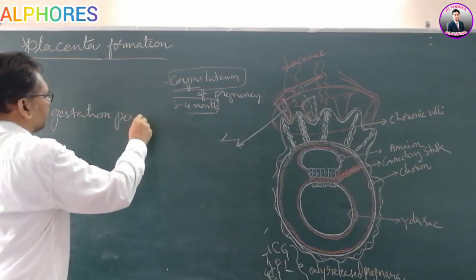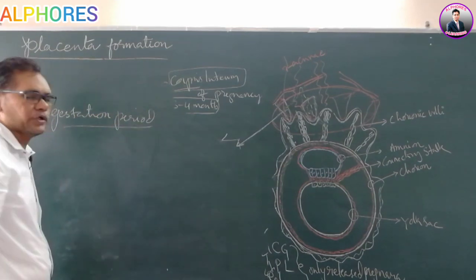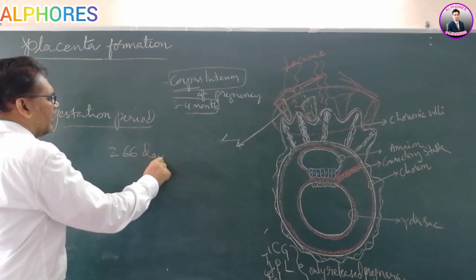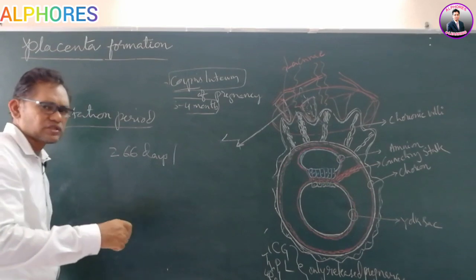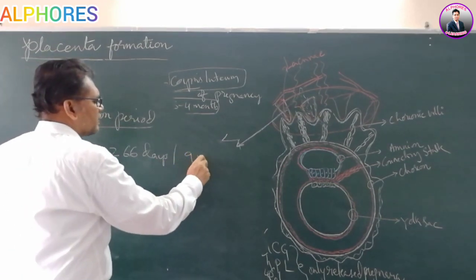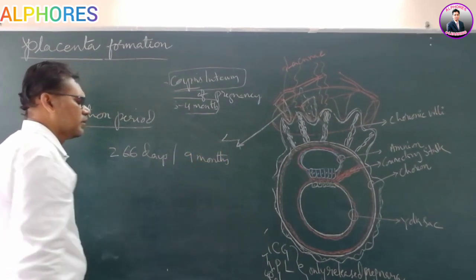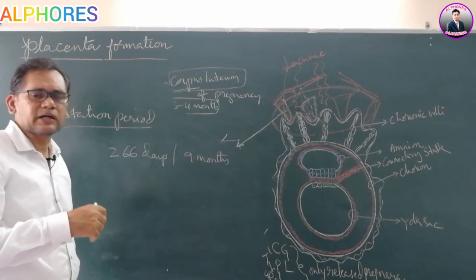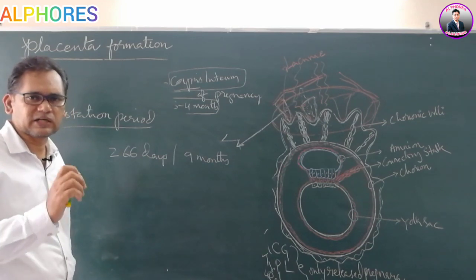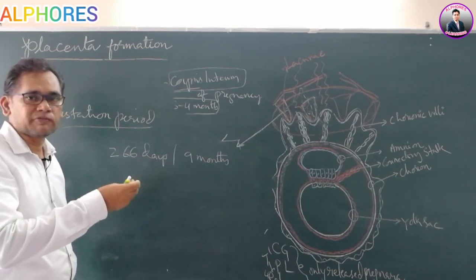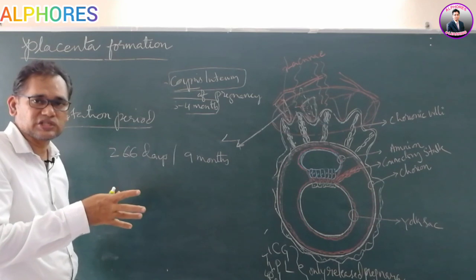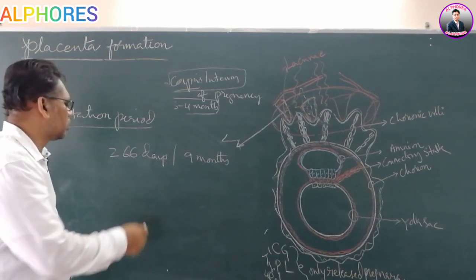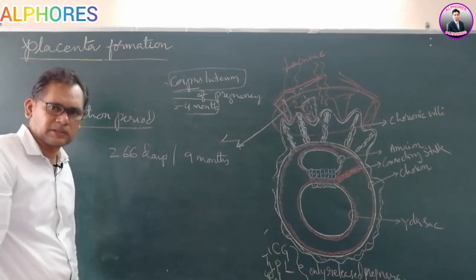Gestation period. What is the gestation period in humans? Now this is 266 days, or otherwise we use the term 9 months. What is the gestation period? The intrauterine development, the time period required for the development of the embryo and fetus, finally up to the infant stage. That is intrauterine development. How many days does it take? It takes 266 days or 9 months.